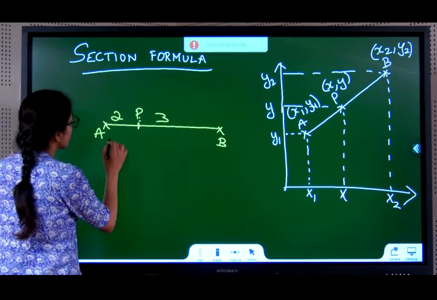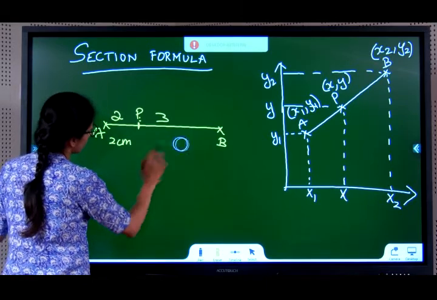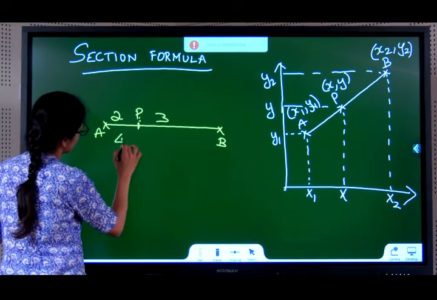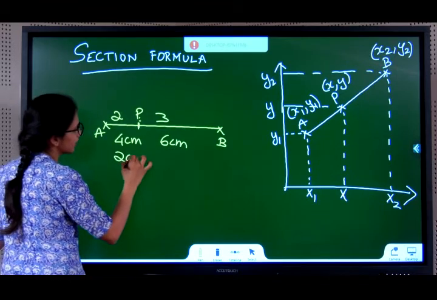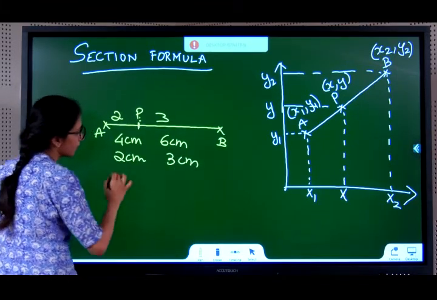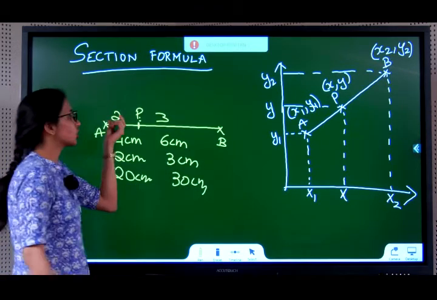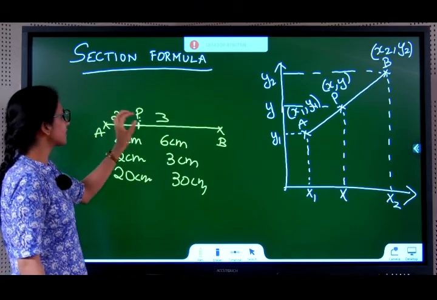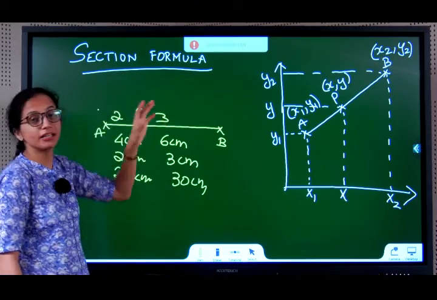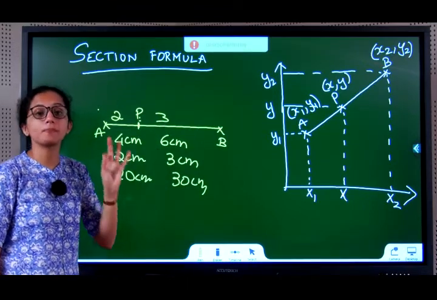That means if this is 2 centimeters, this is 6 centimeters. Sorry, if this is 4 centimeters, this is 6 centimeters. If this is 2 centimeters, this is 3 centimeters. If this is 20 centimeters, this is 30 centimeters. So this is a ratio. This is a proportional value, simplified value. Just because this is 2:3, it does not mean this is 2 centimeters, this is 3 centimeters. No. It is a proportion.